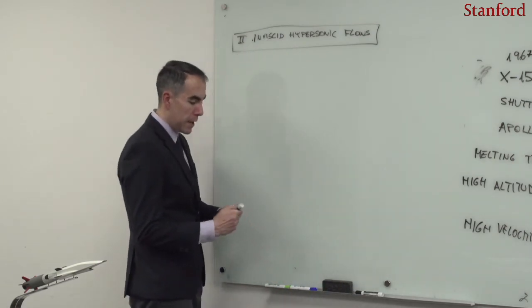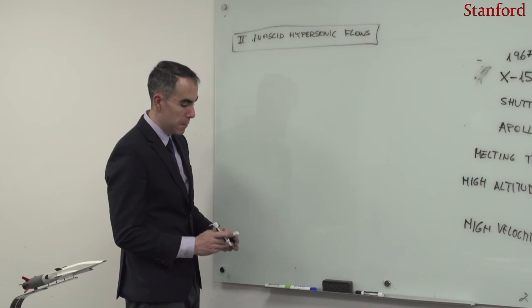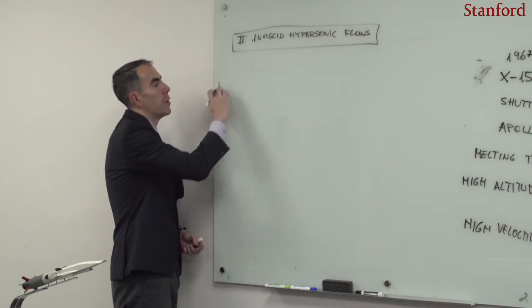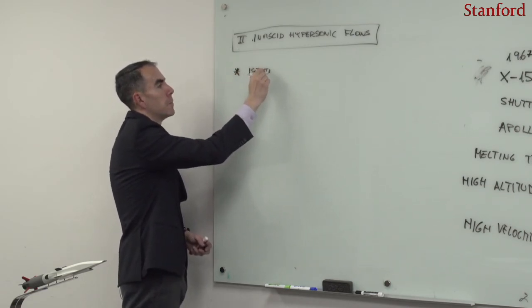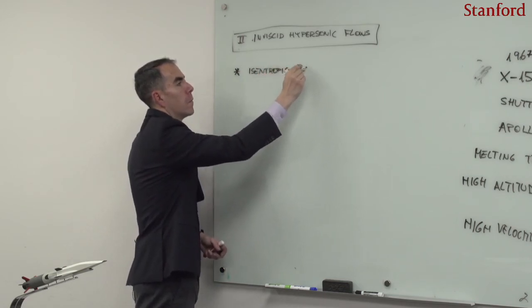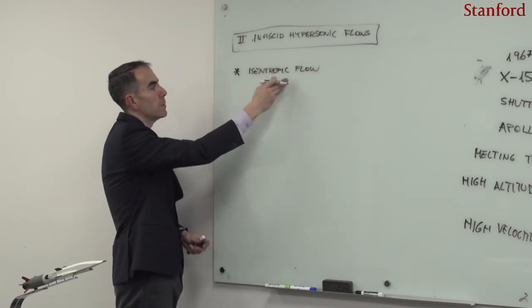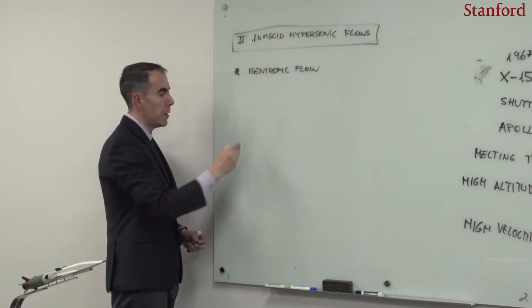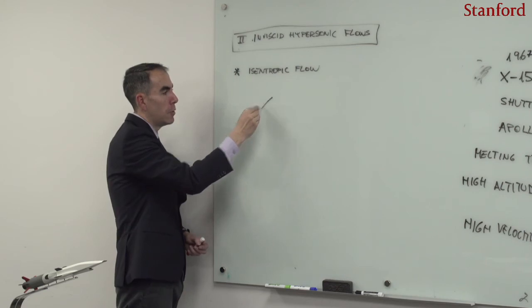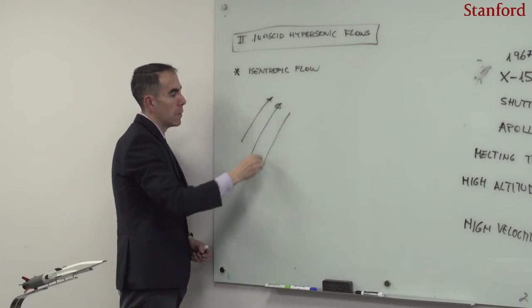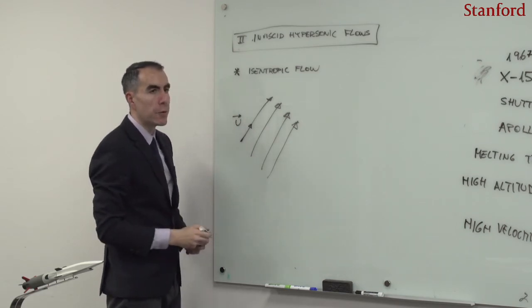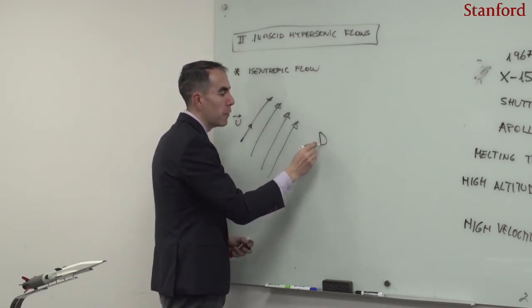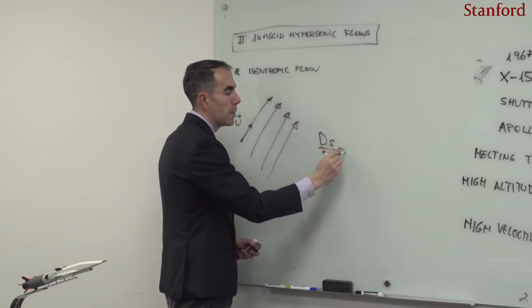So before doing that, I have to remind you of some basic concepts. The first basic concept that I'm going to talk about here is isentropic flow. What does one mean when one talks about isentropic flows? Well, if I have a flow, these could be streamlines, and here I have a velocity vector u. An isentropic flow is a flow such that the material derivative of the entropy is equal to zero.